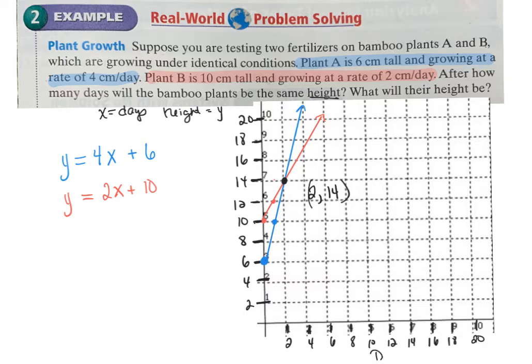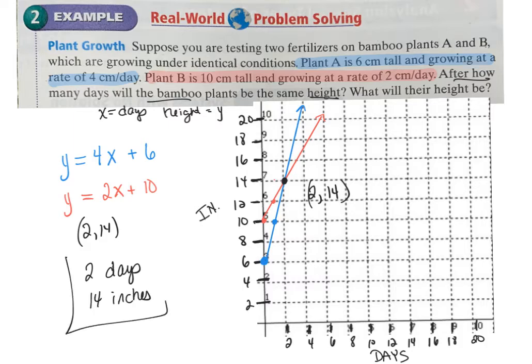And so that's why it's important to realize that I put my days as my x and my height in inches as my y. Because when it says after how many days, my answer would not just be 2, 14 for a word problem. That does not answer my question. All right, my question is answered by saying 2 days, they will be the same height, and they will be 14 inches. And so for a word problem, you would want your answer to look something like that, not just an xy pair, because this is going to define the question and answer.